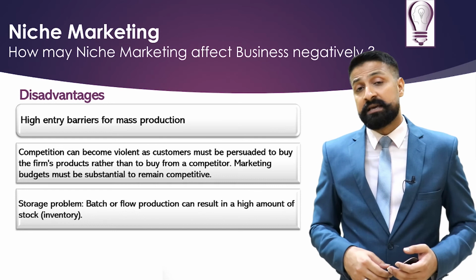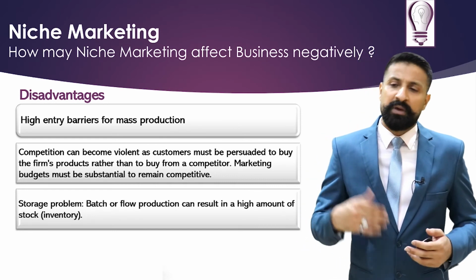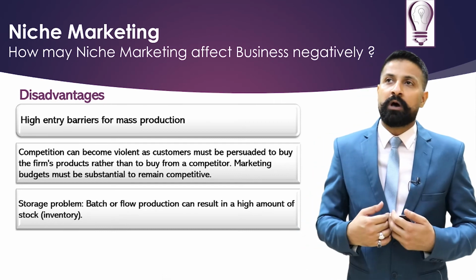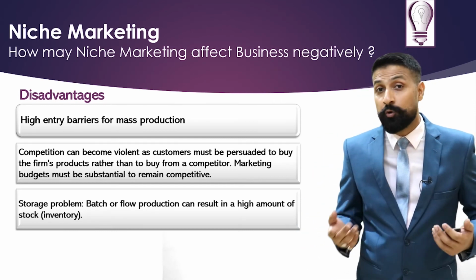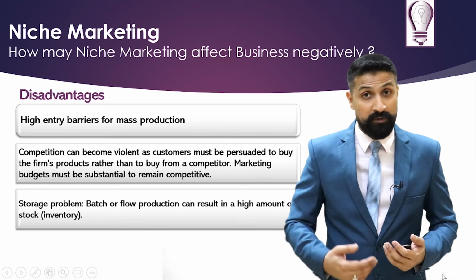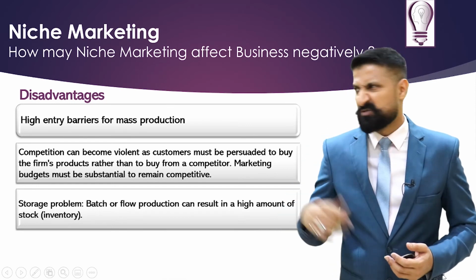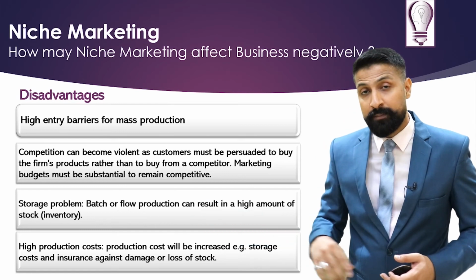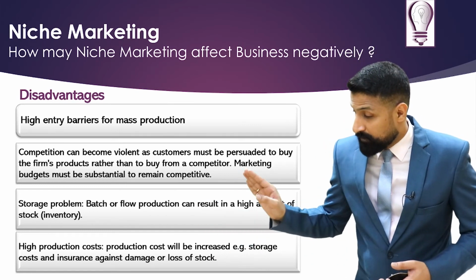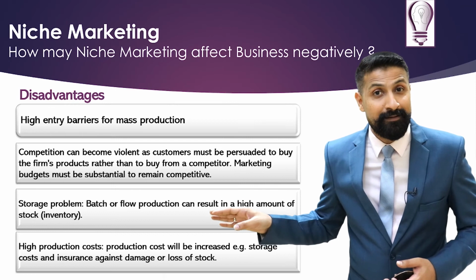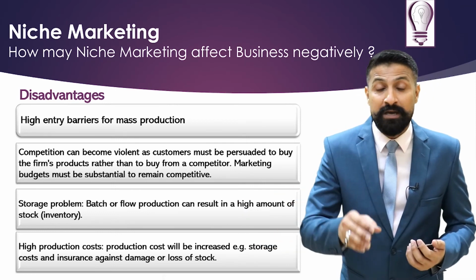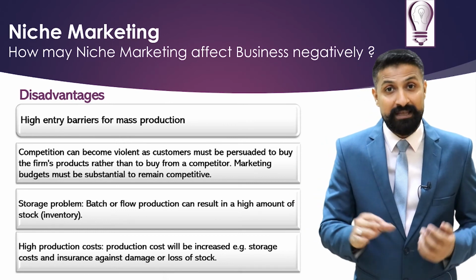And the last thing is storage problem. Yes, because in mass marketing, obviously you have to produce much. If you are producing too much, then you have to store it and your storage cost will go sky high. So this is one of the barriers. And the last thing is linked with the third one. Why? Because if your storage cost is high, then your production cost will be high. So it will be difficult for you to compete with the businesses who are already in the mass market.